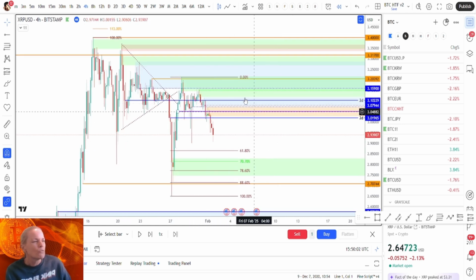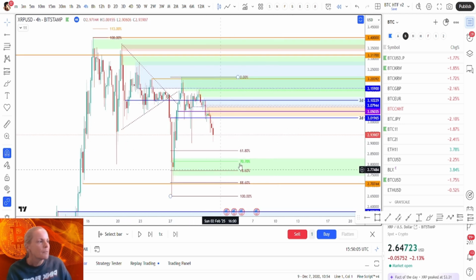So again, would I want to be shorting in here? I guess probably I would need to see the bounce off this zone first. I don't like it when we've got choppy zones like this, because it can run through them.